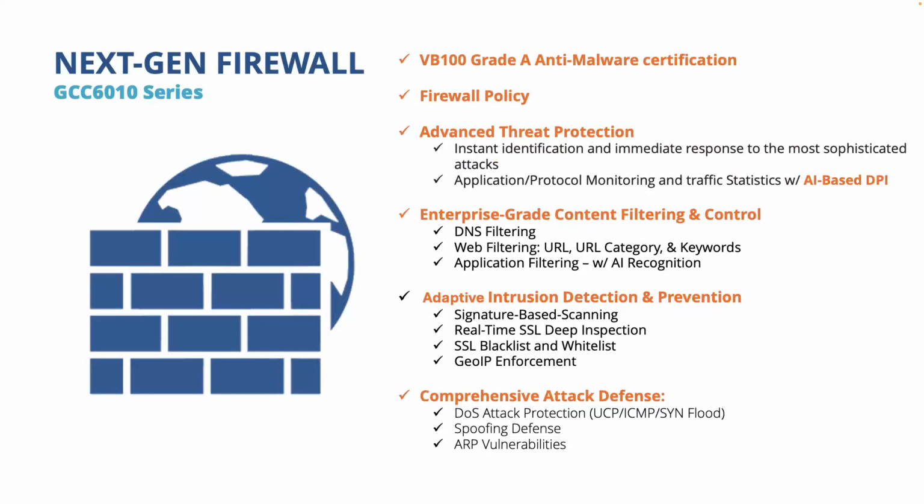So this is going to provide adaptive intrusion detection and prevention with features like signature-based scanning, auto rule updates, real-time SSL deep inspection, SSL blacklist and whitelist, and then geo-IP enforcement. The last feature I want to cover here with the next-gen firewall is the comprehensive attack defense. Really, this is going to protect against denial of service attacks. It's going to provide enhanced spoofing defense, and it's going to protect against attacks on ARP vulnerabilities.